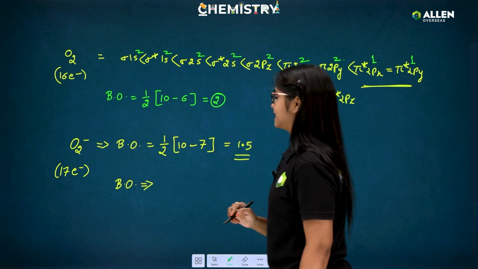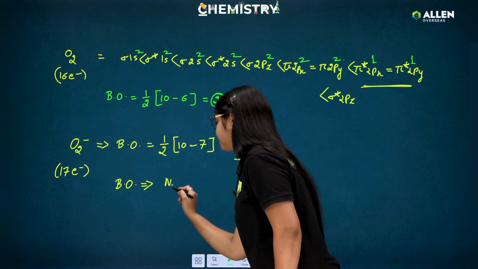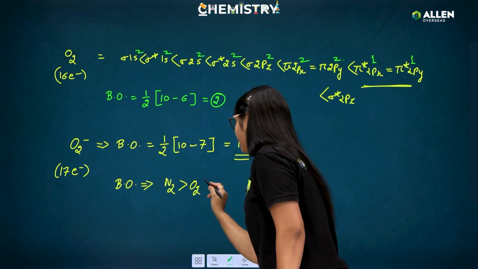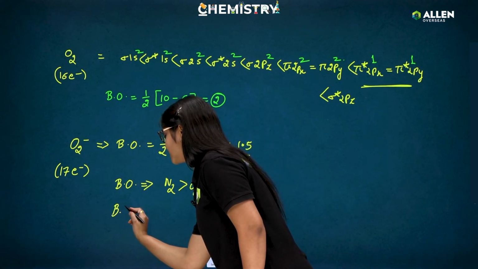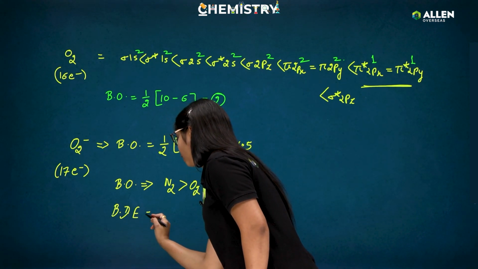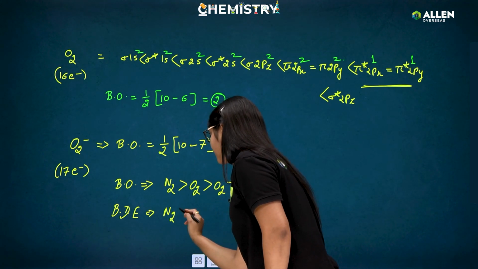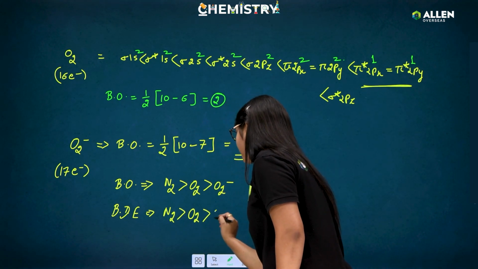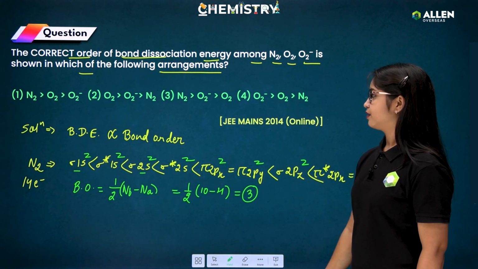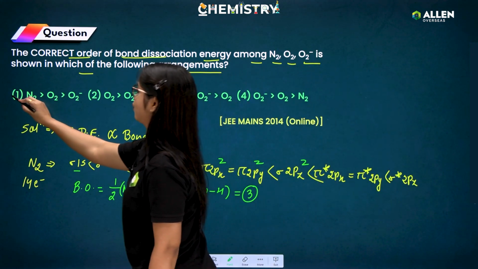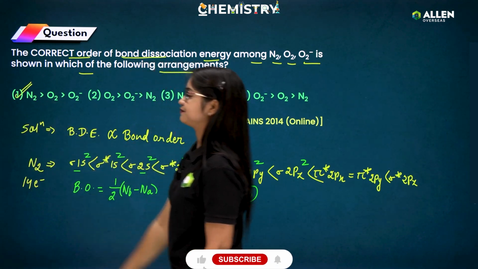Order of bond order is N2 having maximum bond order, then O2, and then O2 minus. That's why the order of bond dissociation energy will also be the same because both are directly proportional. So this will be the order of bond dissociation energy. So that's why here option 1 will be the right answer.